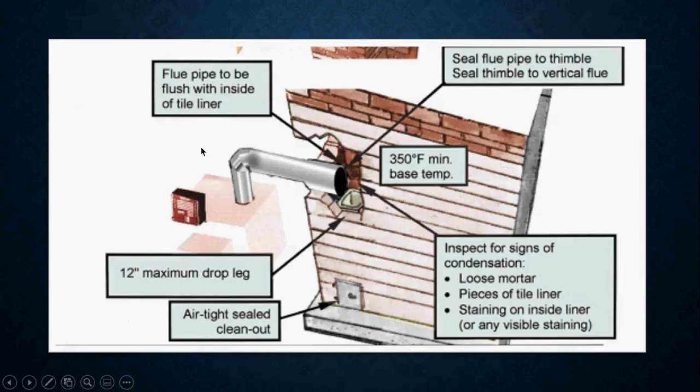As a service heating technician, you're also going to make sure that the flue pipe is flush to the inside of your tile liners. You're going to make sure that you don't have any flue pipe temperatures any less than 350 degrees. You're going to make sure that the seal, flue pipe, and thimble are all nice and sealed. You're going to make sure that you have a 12-inch maximum drop leg, airtight seals and cleanouts. You're going to make sure that you don't have any loose mortar, pieces of vinyl tile, and so on.